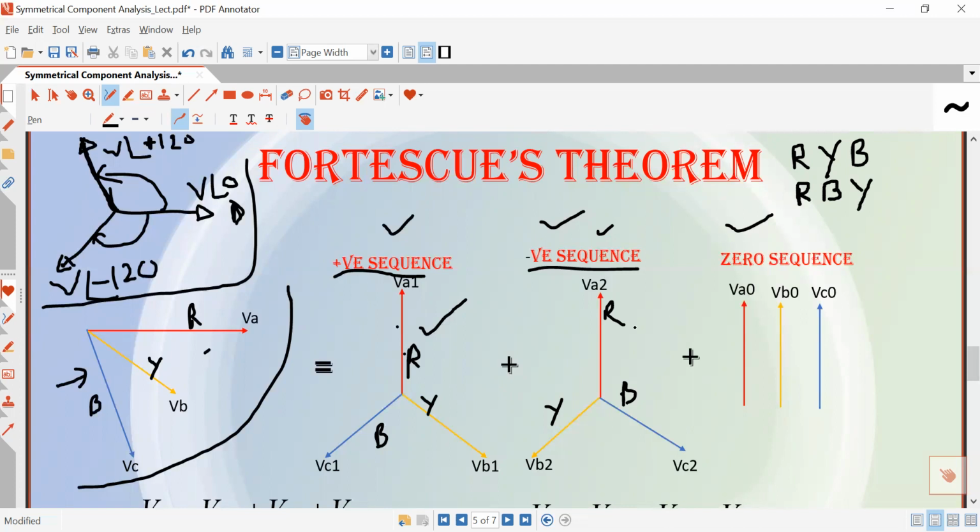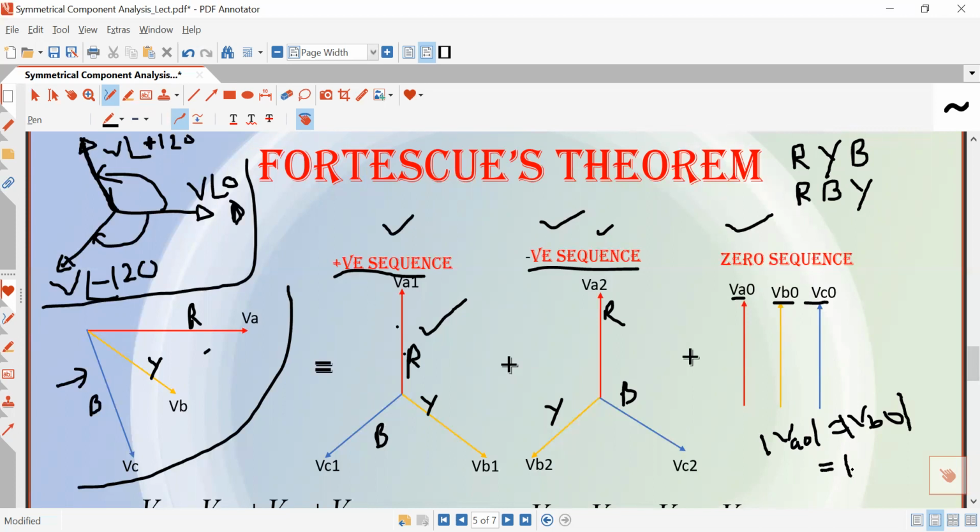You can see here the original phasor, which is unbalanced, has phase sequence RYB, and this phasor also has sequence RYB. So that is why this is called positive sequence. And this balanced phasor has phase sequence RBY, which is opposite to the original phasor. That is why this is called the negative phase sequence component. And this one is the zero sequence component, in which all three phasors are parallel to each other, and the magnitude of these three voltages is the same. VA naught equals VB naught equals VC naught.